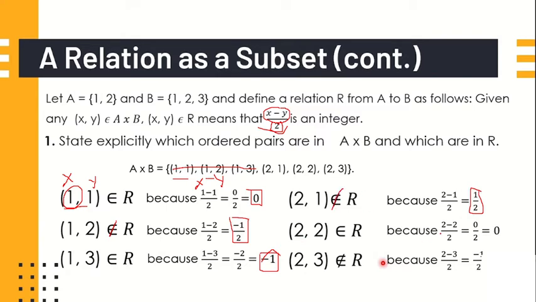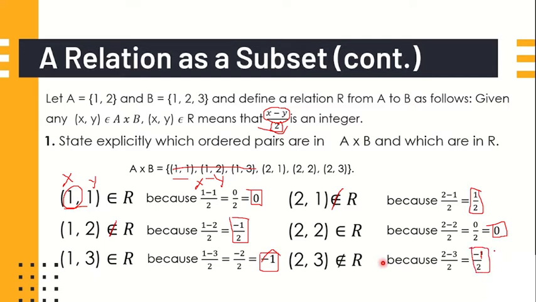Next, 2 and 2. So, 2 minus 2, 0 over 2. So, 0 divided by 2, 0. Okay, 0 is part of the integers. Then, 2 and 3. It's not an element of R because 2 minus 3 is negative 1, over 2, negative 1 half. Okay, so we got it.